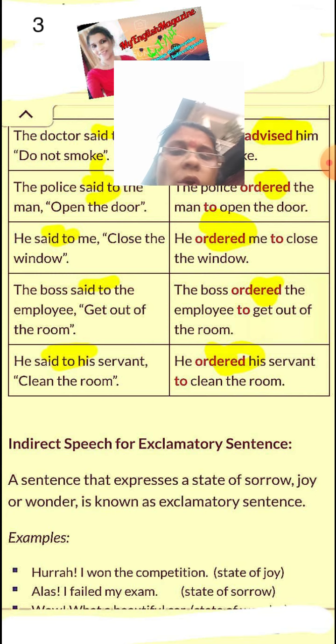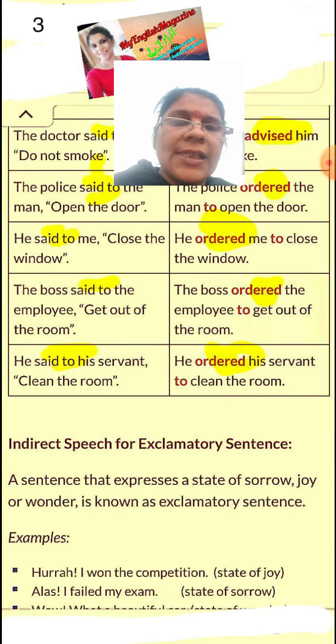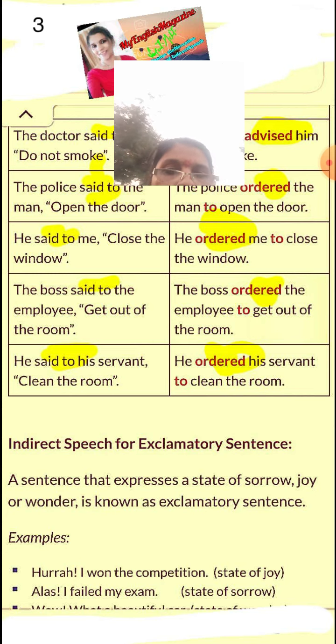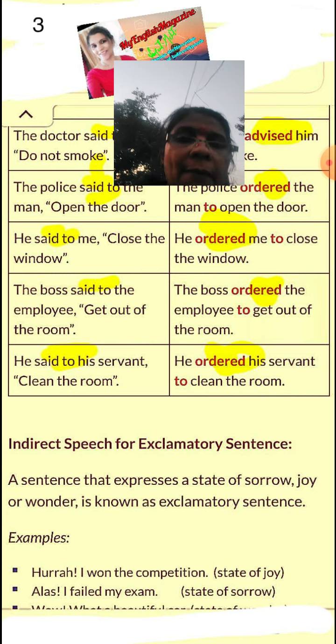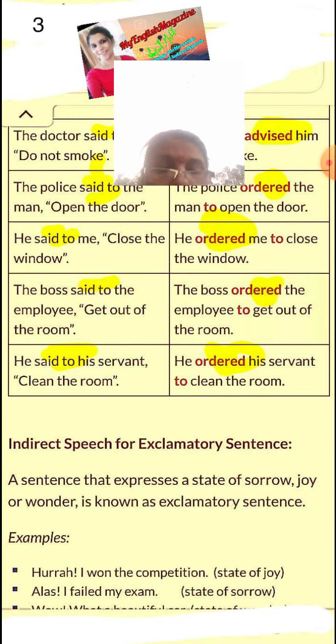Indirect speech for exclamatory sentence. A sentence that expresses a state of sorrow, joy, or wonder is known as an exclamatory sentence. Examples: Hurrah! I won the competition. State of joy. Alas, I failed my exam. State of sorrow.